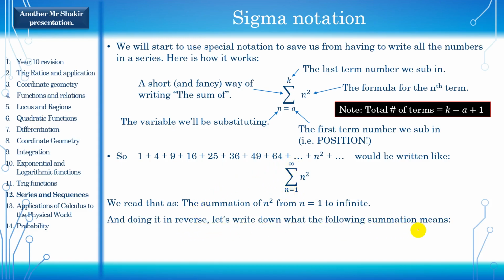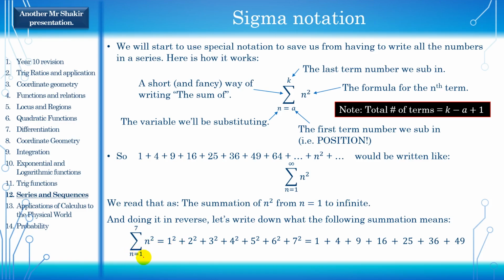Now let's do it in reverse. For example, if this was the notation, this is what it said: the summation of n squared from n is equal to 1 to 7. How would we do this? We substitute in 1 into n squared. You get 1 squared plus. And this works like a counter.